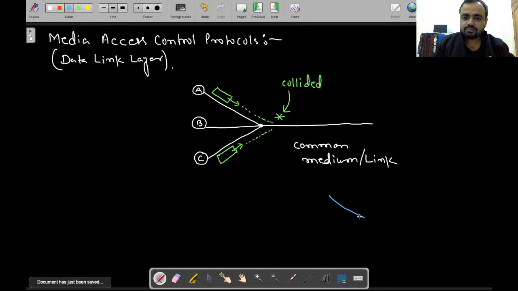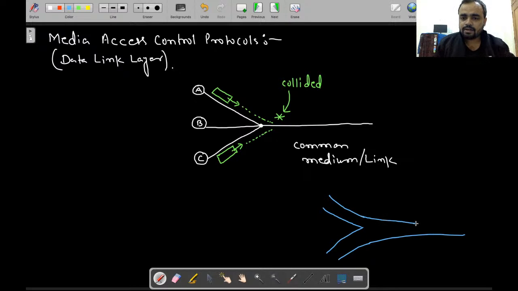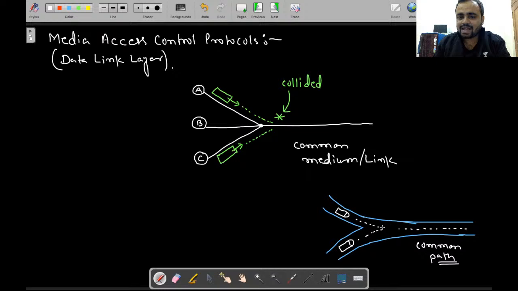Just imagine a real life example. Suppose two different vehicles are coming from two different sides, and this is the common medium, or you can say the common path. Two different vehicles are coming from two different paths, and once they reach here, they are trying to access this common path. Then there is a chance of collision at this common point.